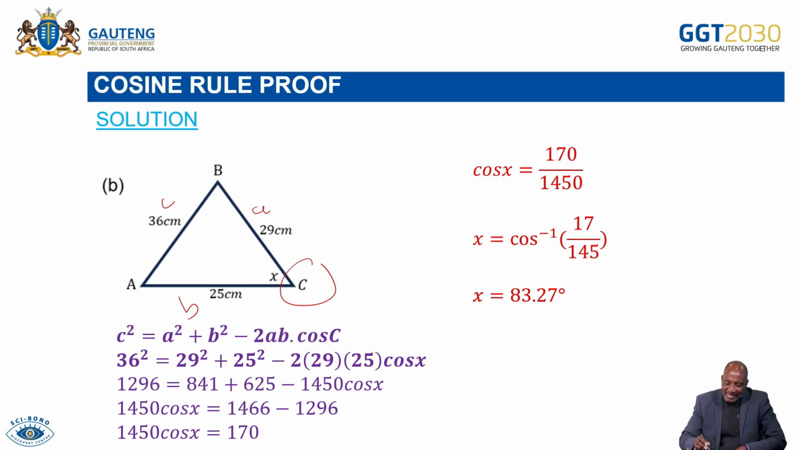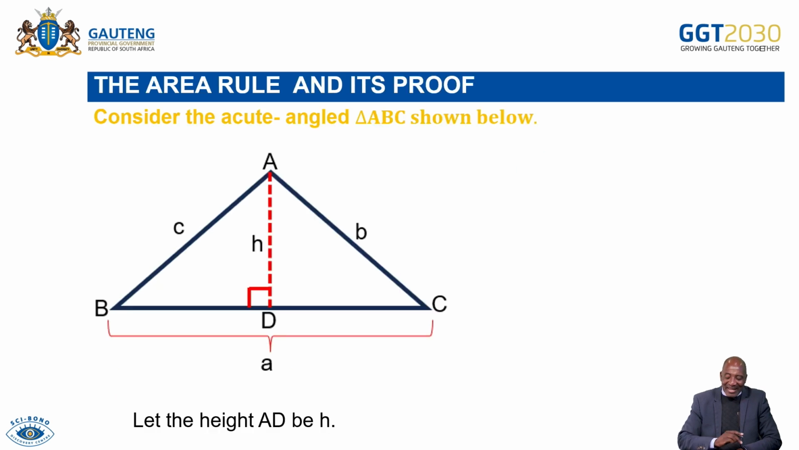Yes, you get exactly 83.27 correct to 2 decimal places. That's how you can apply the cosine rule to find a missing angle in a diagram. This cosine rule is applicable where you can't apply the sine rule. Right, I'm moving on to the last part of the presentation, that is finding the area of a triangle which is non-right-angled.